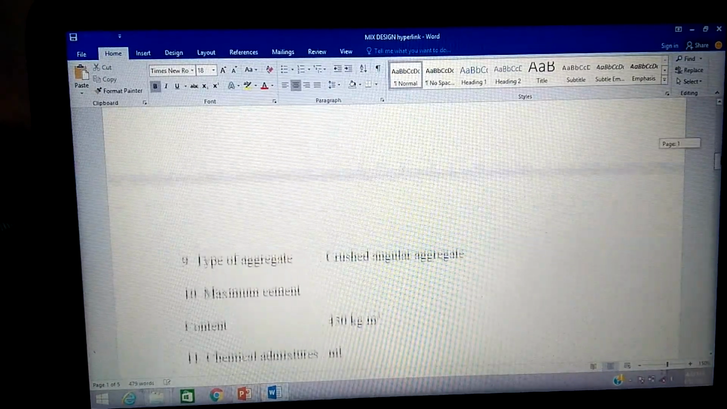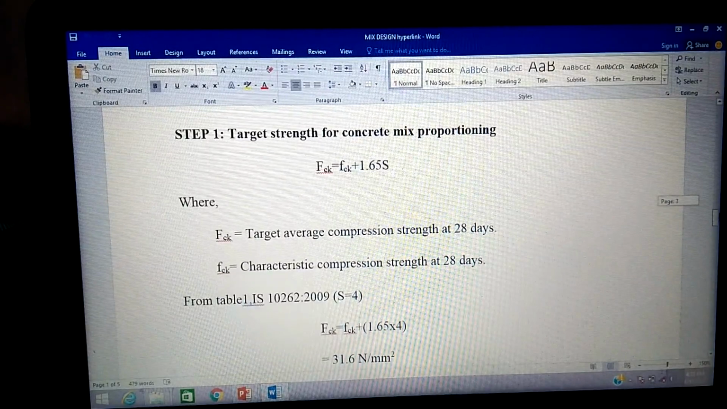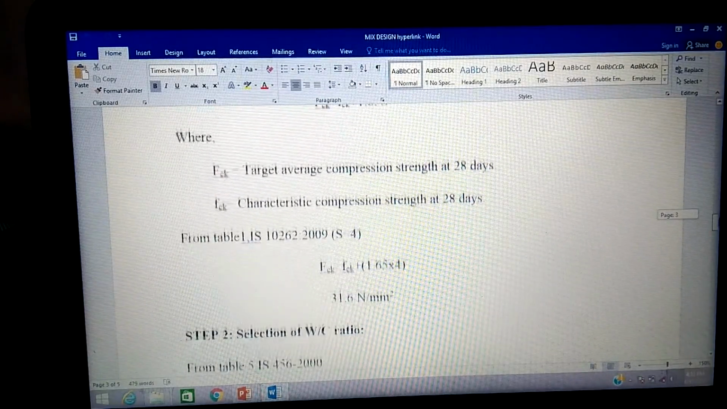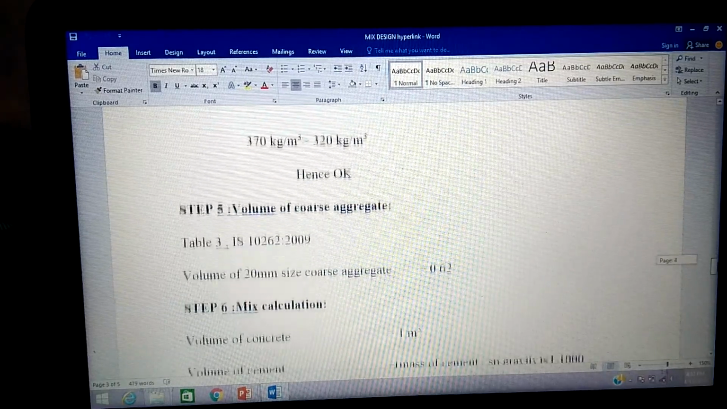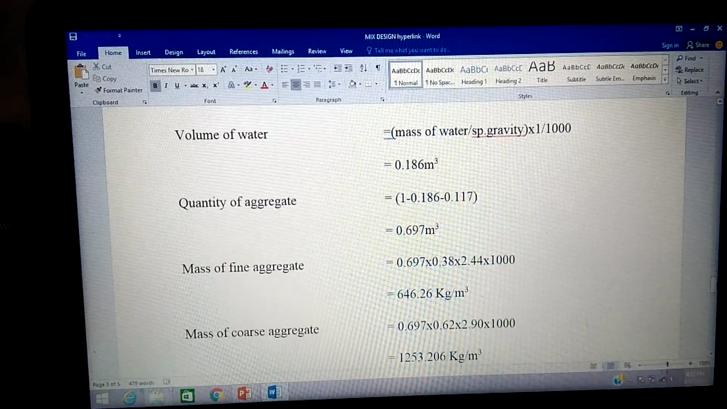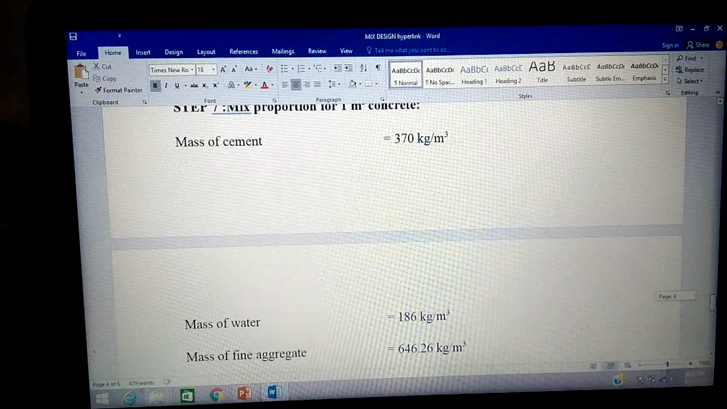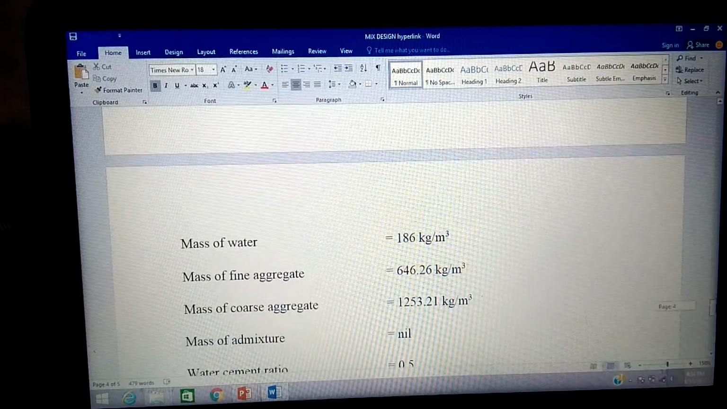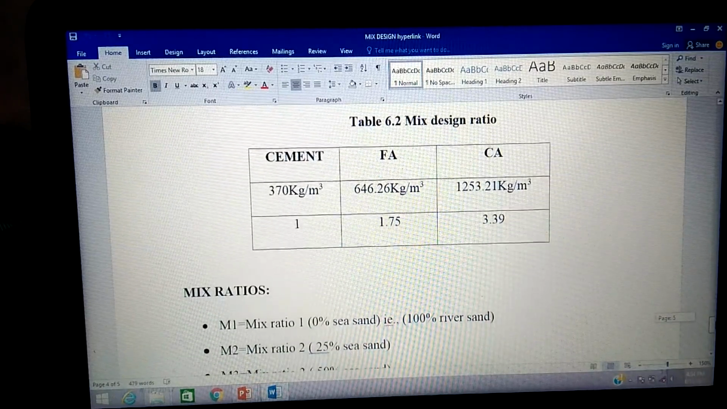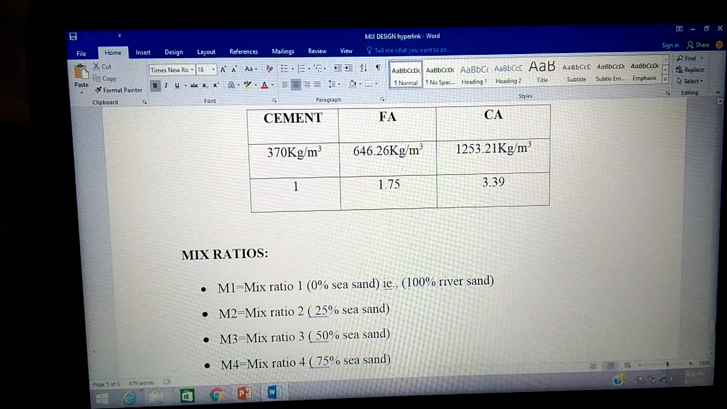These are the test procedures and test values of our materials. These are the step by step. We are finding the water cement ratio, volume of coarse aggregate, and mix calculation. At last, we reported the mix proportion for 1 m³ of concrete. This is our mix design ratio, in which the cement is 1 part, fine aggregate 1.75 and coarse aggregate 3.39.